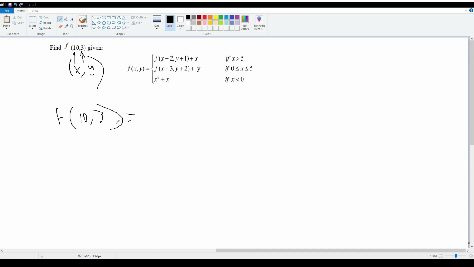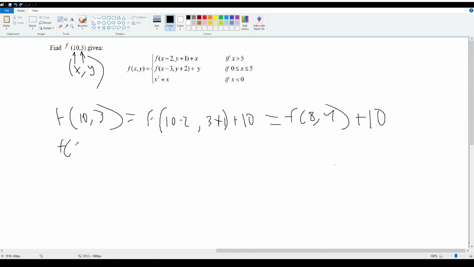So we say when x is greater than 5, all these parameters don't care about the y value, but sometimes the y is in the parameters. It says if x is greater than 5, and x is 10. We can do this: f of 10 minus 2, comma 3 plus 1 plus 10. All I did was substitute 3 for y and 10 for x, which equals f of 8, comma 4 plus 10. Now we need to know f of 8 comma 4, just like before.